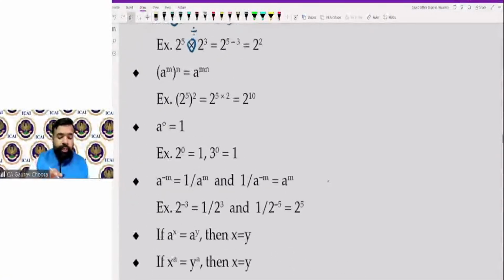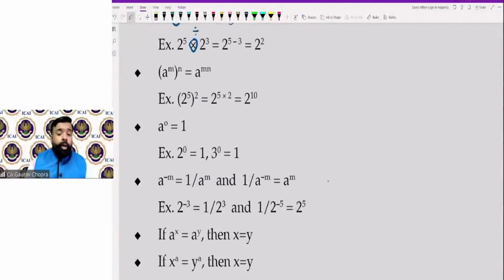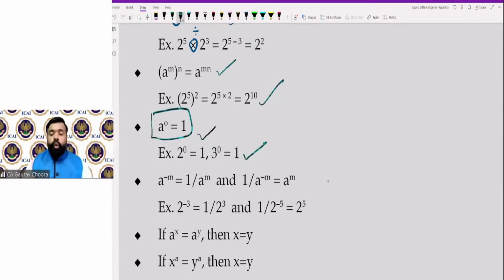Okay, so the next property, a to the power of m whole to the power of n, becomes a to the power of mn. Powers will get multiplied. So 2 to the power of 5 and then square becomes 2 to the power of 10. Then we discussed that a to the power of 0 is always equal to 1. So whether it is 2 to the power of 0 or 3 to the power of 0, the result is equal to 1.